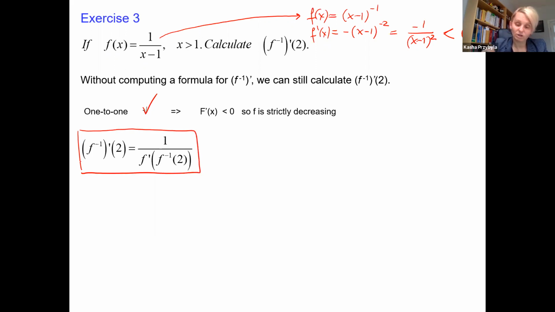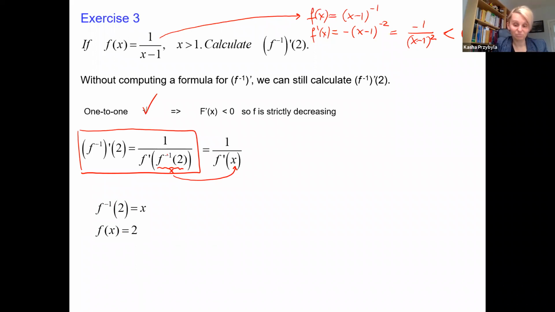Okay, and now how can we proceed? I will name this quantity x. That means f inverse at 2 is x. I just put x. Then I will put on the side that if f inverse at 2 is x, then f of x is 2. We know this is the definition of the inverse function.